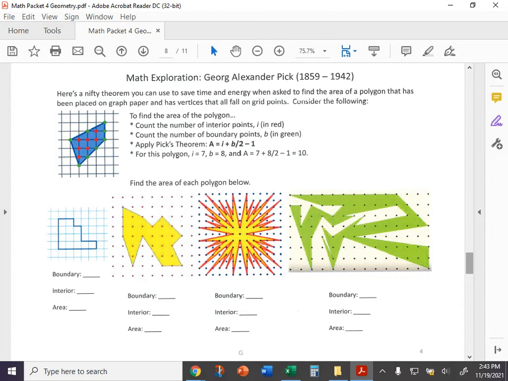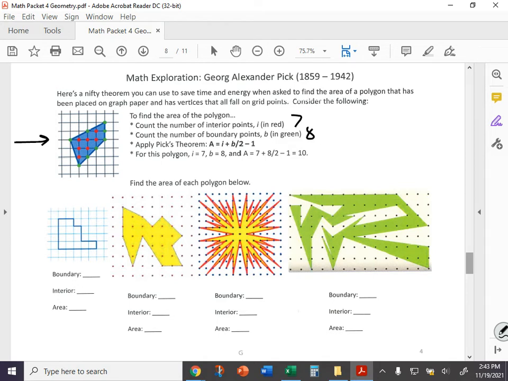To find the area of the polygon, we'll do this in black here because I already got colors. Okay. Count the number of interior points, I, in red. So notice how on this polygon here, we've got a certain number of interior points inside the polygon that have been labeled in red. And it looks like there are 1, 2, 3, 4, 5, 6, 7 of them. Okay. Then count the number of boundary points, which are where it lands on coordinates on the outside of the figure, and they've been labeled in green. So 1, 2, 3, 4, 5, 6, 7, 8.